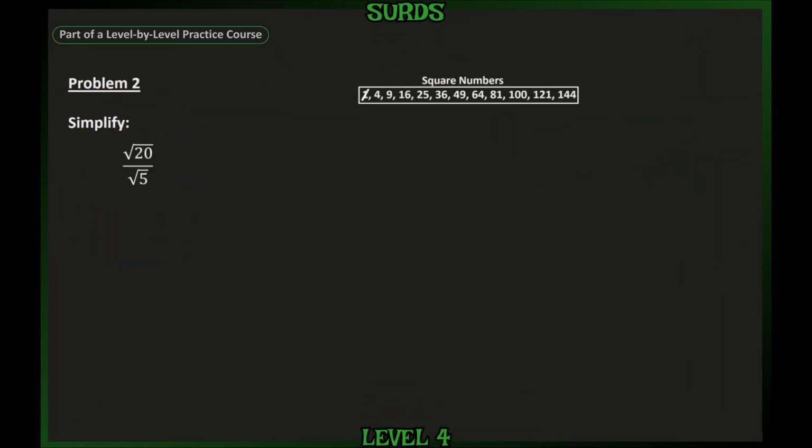In problem 2, we're simplifying the square root of 20 divided by the square root of 5. Again here, we can start by looking at whether we can simplify the square root of 20 on the numerator. And we do this by looking for two numbers that multiply to make 20, where one is a square number. And 4 times 5 is 20, and 4 is a square number. So that means we can rewrite the square root of 20 as the square root of 4 times the square root of 5. And since the square root of 4 is 2, this becomes 2 root 5.